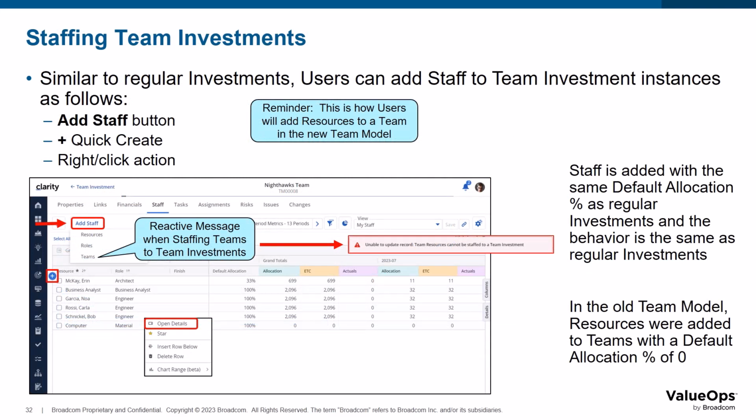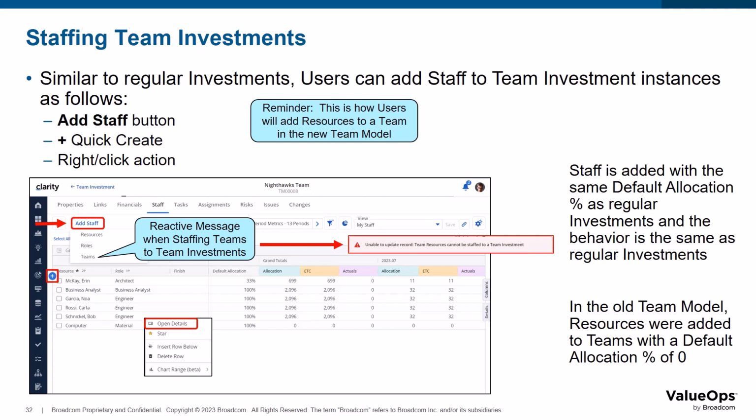Now we'll take a closer look at how you staff team investments. And you'll do that in the same way that you would staff regular investments. You'll have an Add Staff button, and you could do the Quick Create with the plus, or you can use a right-click action. Remember, this is how users will add resources to a team in the new model. In the old team model, you could only add resources to teams, and in the new model here, you can add labor and non-labor resources and roles to teams.